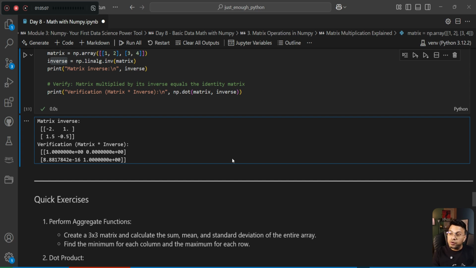This is very, very close to 0, and for all practical purposes, this is also equal to 0, and hence this is an identity matrix.